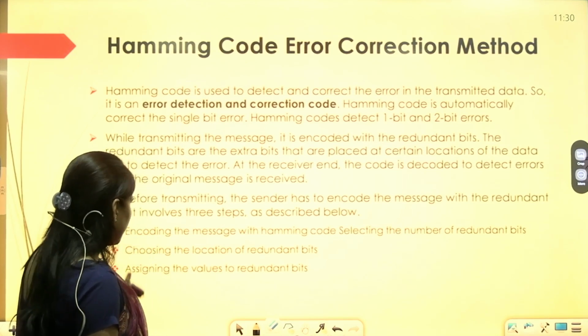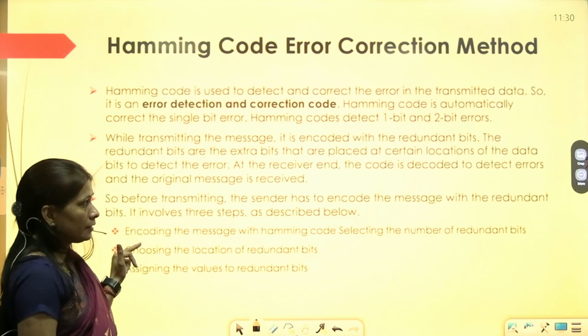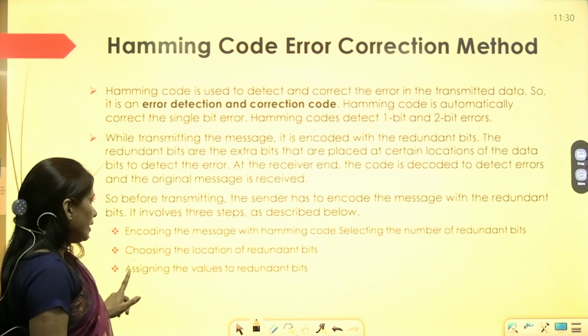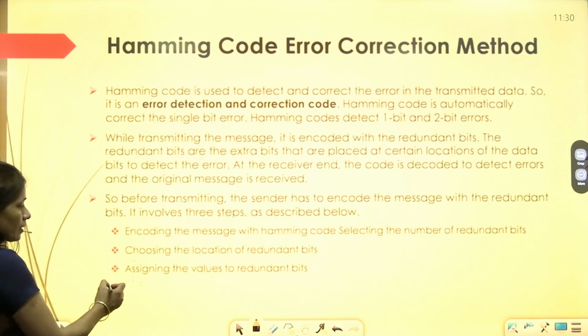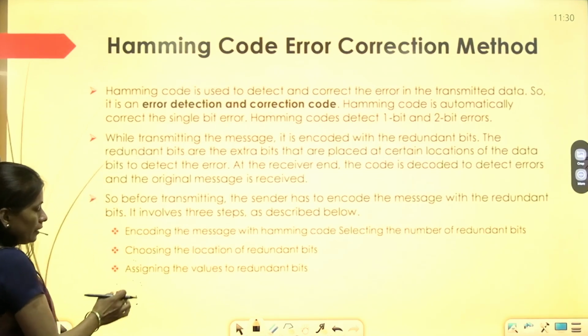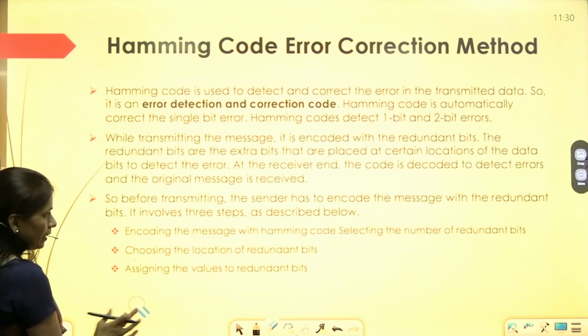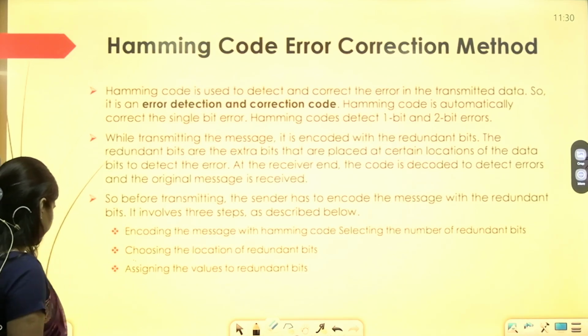It involves three steps: encoding the message with the Hamming code, selecting the number of redundant bits, choosing the location of the redundant bits, and assigning the values of the redundant bits. First step, how many bits are added, and second, choose the location of the added redundant bits. And third, assigning the values of the redundant bits.